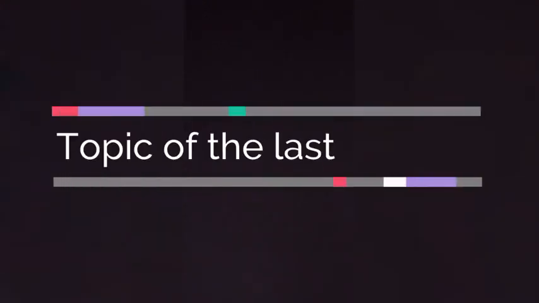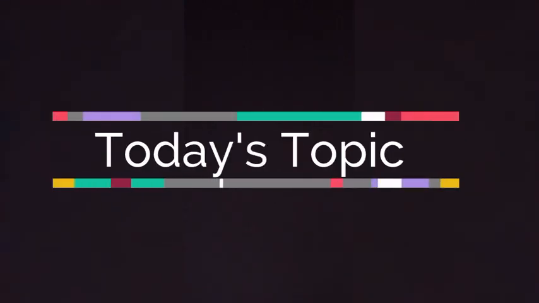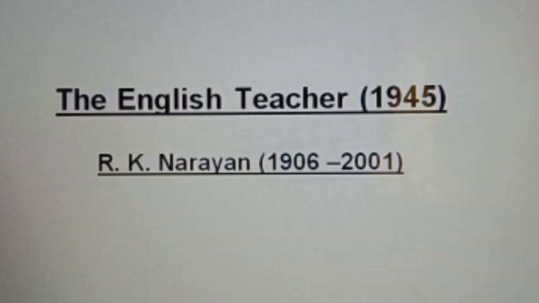Our topic for the last class was the Lollard movement or Lollardy. Today we are going to have a discussion on R.K. Narayan's one of the most famous novels in Indian English, that is The English Teacher. The English Teacher, published in 1945. R.K. Narayan, 1906 to 2001.